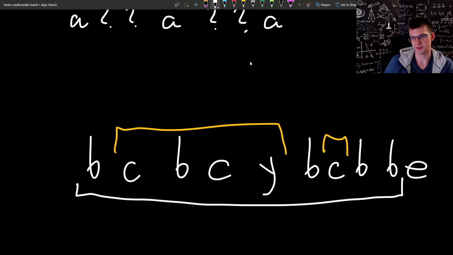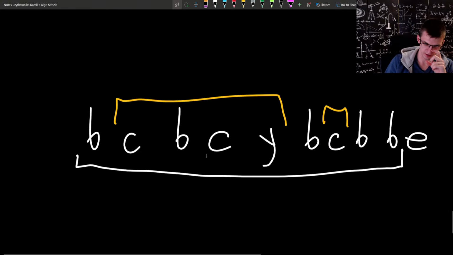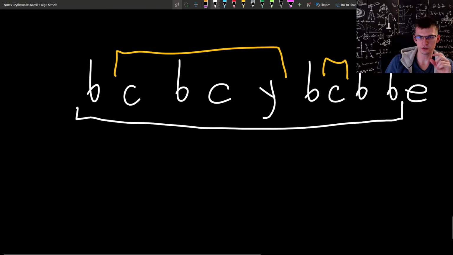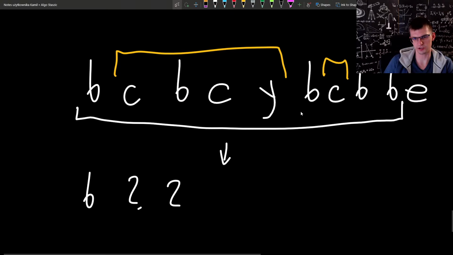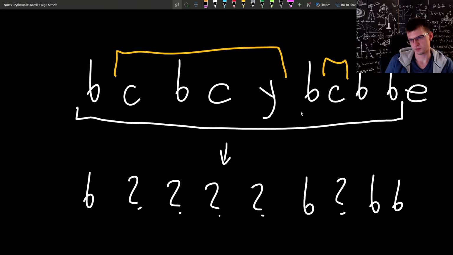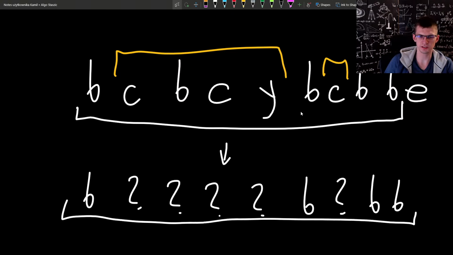Maybe it helps. Okay. In particular, yellow intervals can contain character B, even though those B's are at the end. And my goal is to say that this changes into B, question mark, question mark, question mark, question mark, B. I just focus on this interval. I don't care about E outside. How many operations do I need for that?